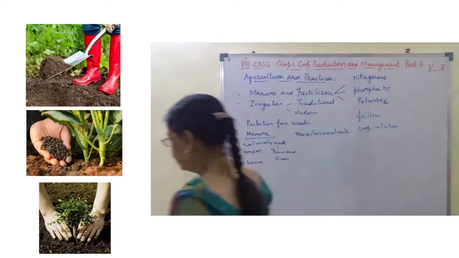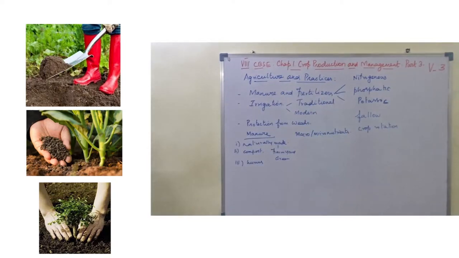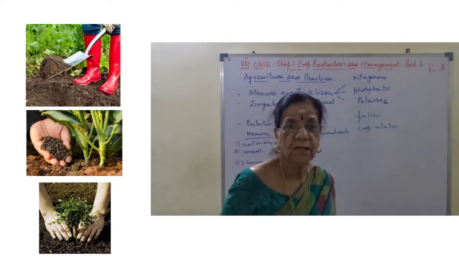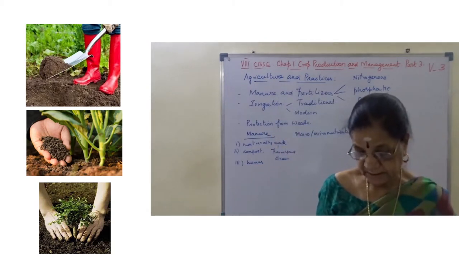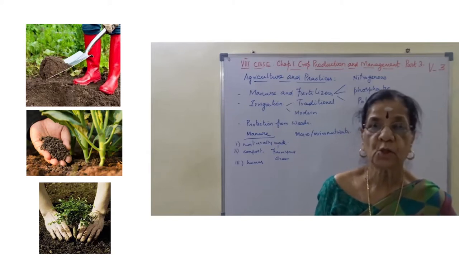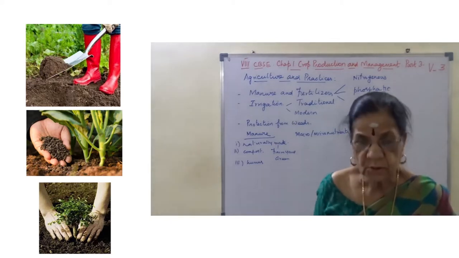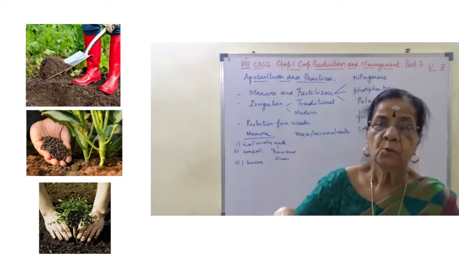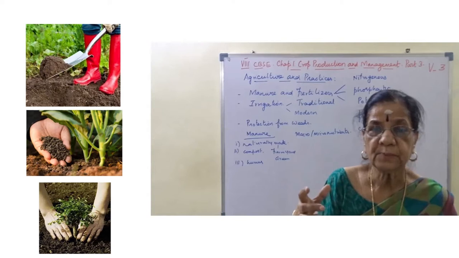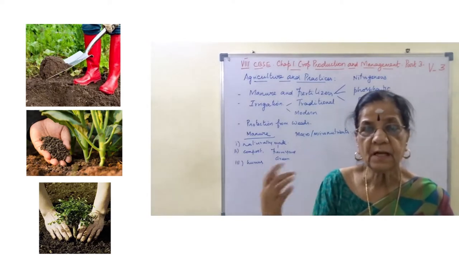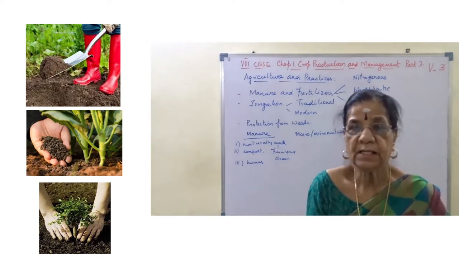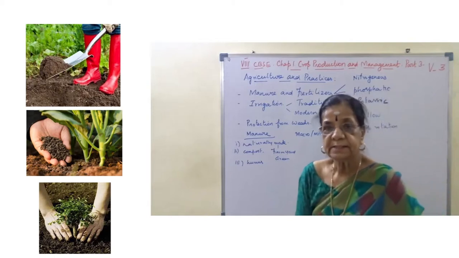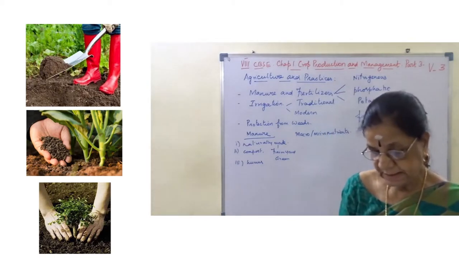So that is why we have to follow the pattern. Either you leave the land fallow, uncultivated, or use crop rotation, or we can do intercropping. Intercropping means, if you are growing wheat in a line, in between two wheat rows you can grow another crop. That is called intercropping. I hope you understand.